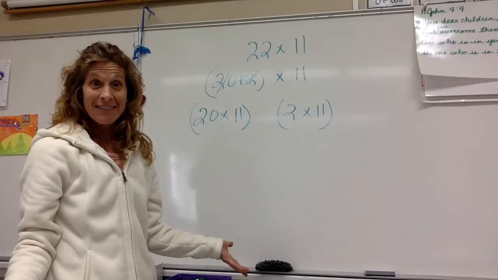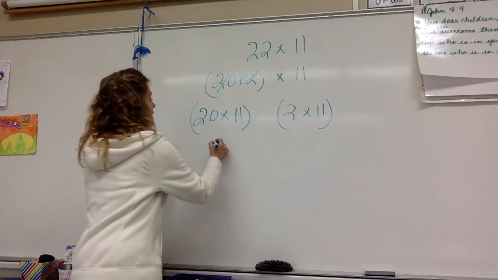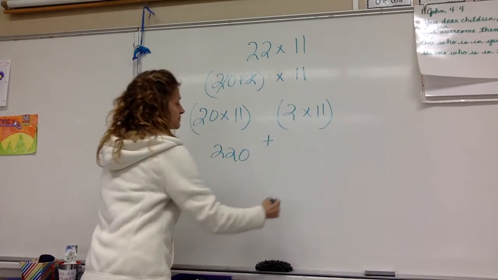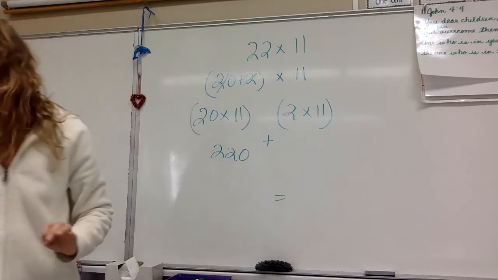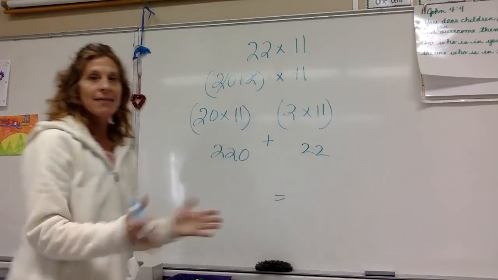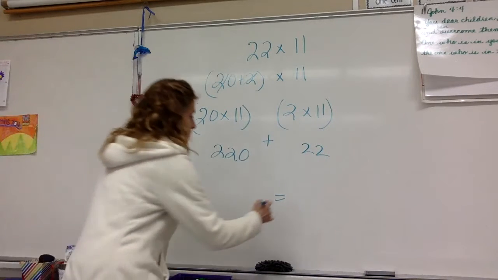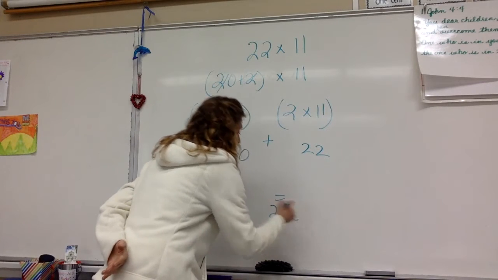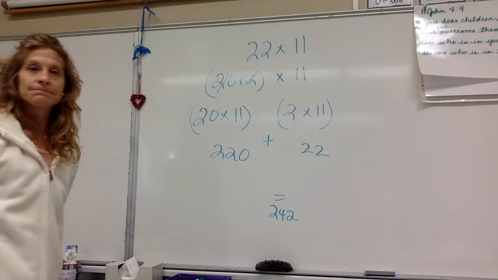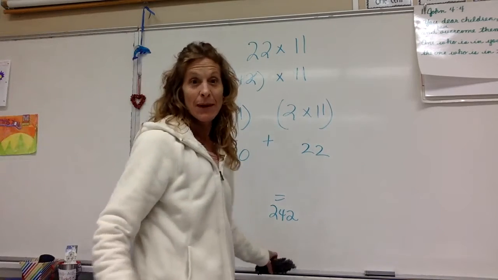Now let's just do the math. So 20 times 11 is 220. And then 2 times 11 is 22. We add those two together, and we should get 242. Okay, I'll give you a minute to write that down. All right, let's just do one more.